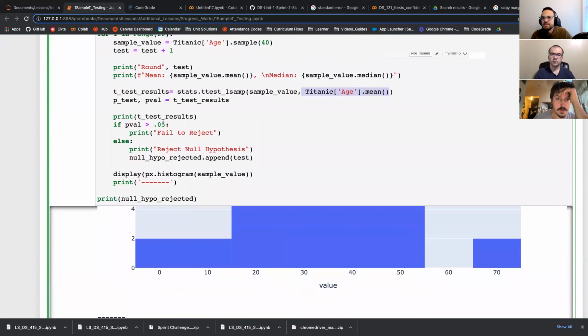If the p-value is greater than 0.05, you fail to reject. Otherwise, you reject your null hypothesis.